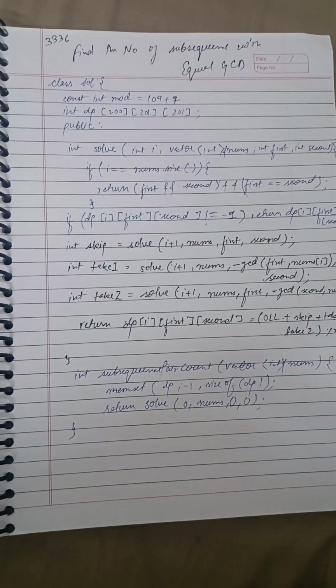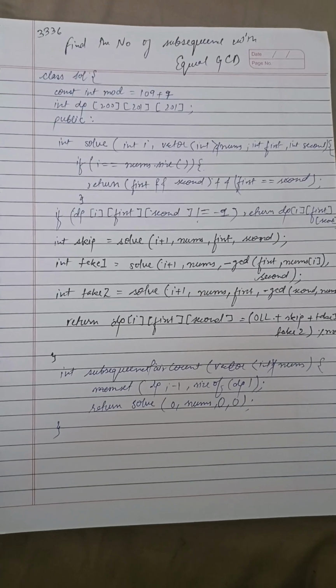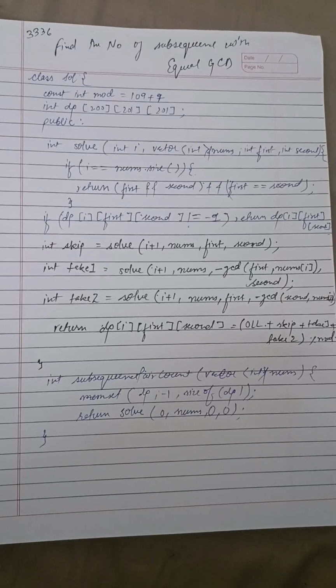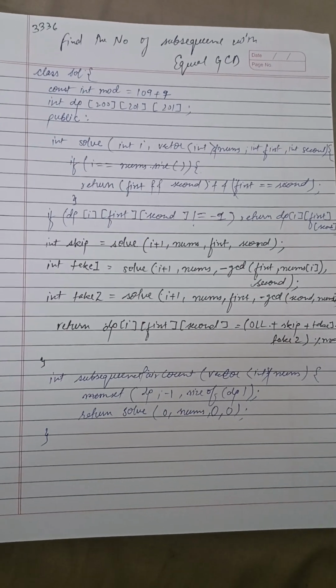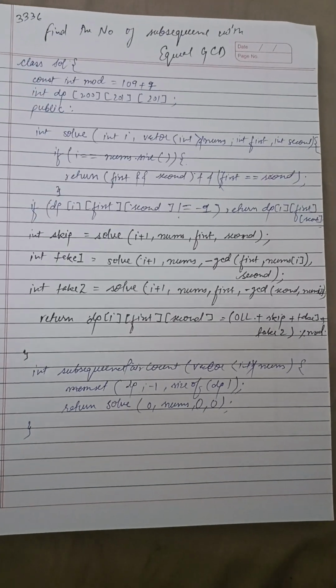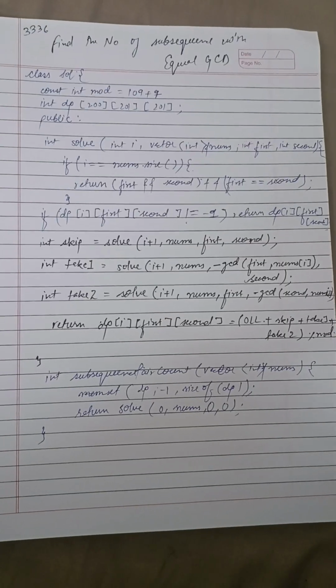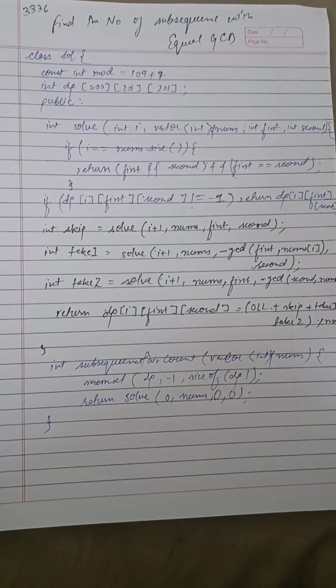Hello there everyone. Today we will talk about the Leetcode hard problem, question number 3336, Finding the Number of Subsequences with Equal GCD. That is greatest common divisor, right? That is HCF. Okay. In this question, we will be provided an array of nums.